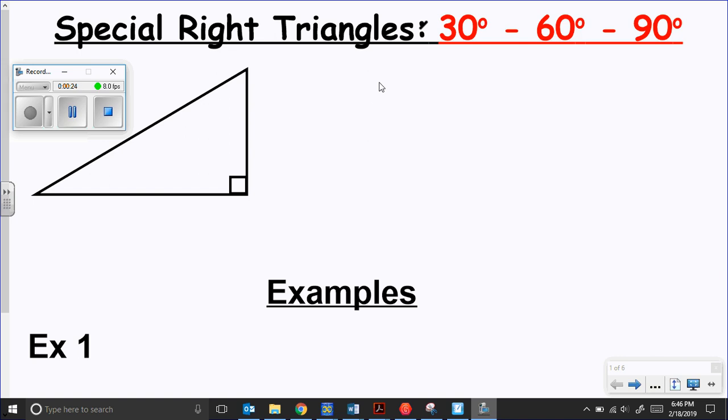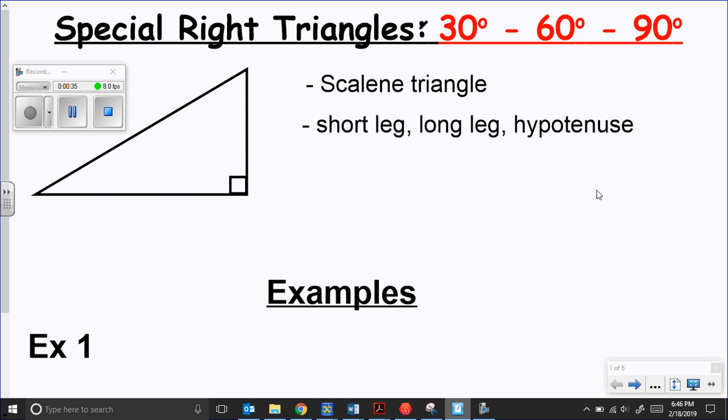have a 30-degree angle. So now this makes a scalene triangle, which means none of the sides are the same. You have a triangle with three different sides. You have a short leg, a long leg, and a hypotenuse. Now you're going to see that the short leg is going to be across or opposite from the 30-degree angle.